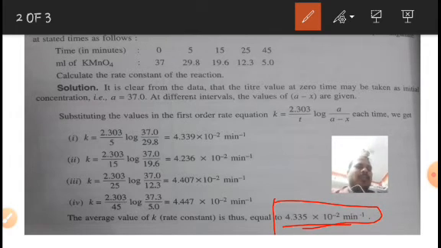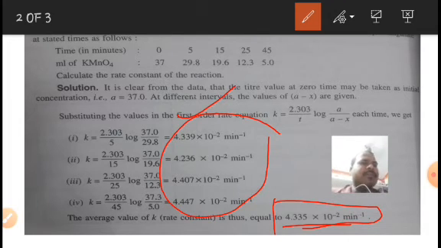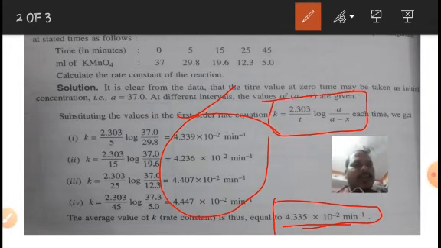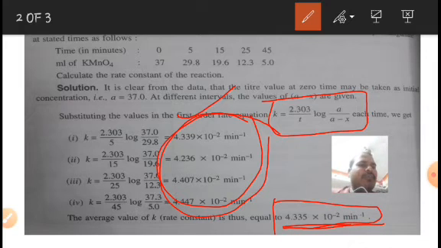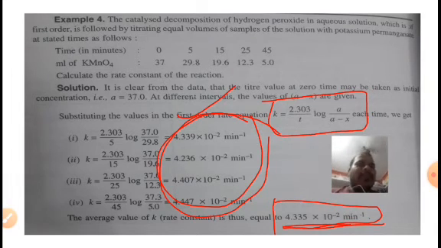So by this data we can say that it is a first order reaction, because all the values substituted in the first order rate constant equation are nearly same, nearly equal. So it is first order. So to get that exact k value, we have to average all these values. By averaging, I am getting 4.335 into 10 to the power of minus 2 minute inverse. So this is the example for the first order kinetics.